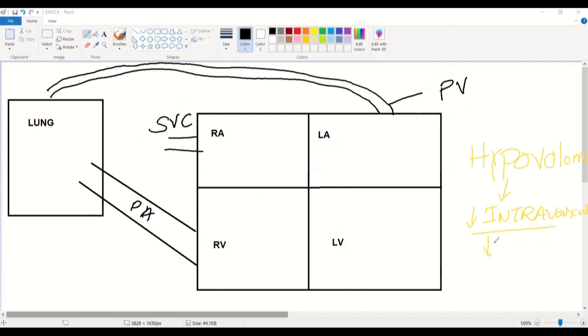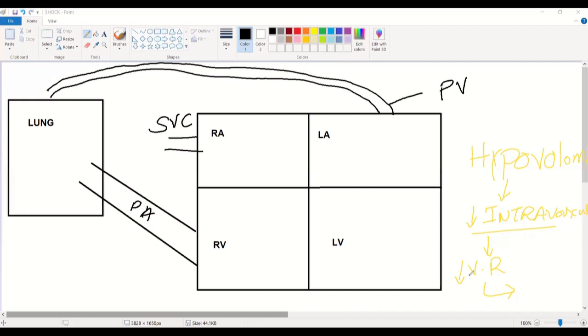Decreased intravascular volume leads to decreased venous return. Veins are the reservoir of the blood. If the intravascular volume decreases, the venous return will decrease, right? And if the venous return is decreased, what happens? According to the Frank-Starling mechanism, cardiac output will also decrease, right? So in hypovolemic shock, decreased venous return or decreased preload leads to decreased cardiac output. This is the simple pathophysiology of hypovolemic shock, right?